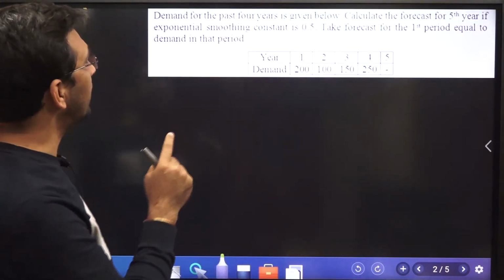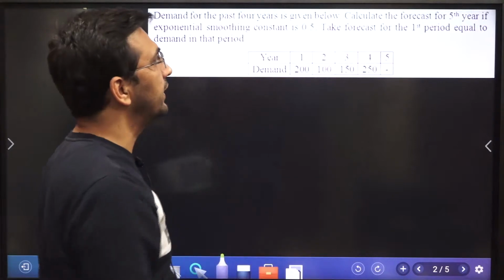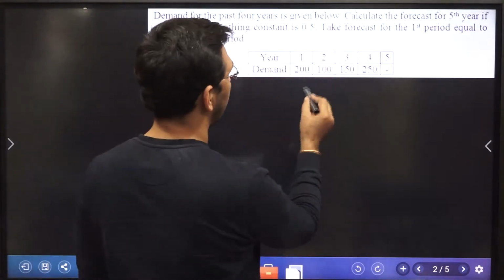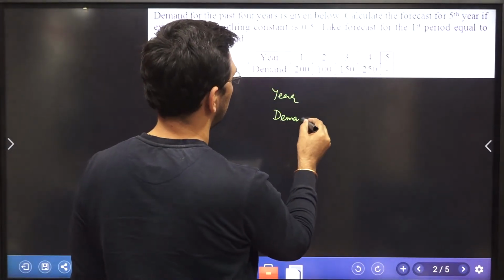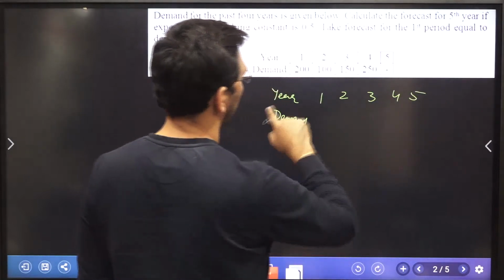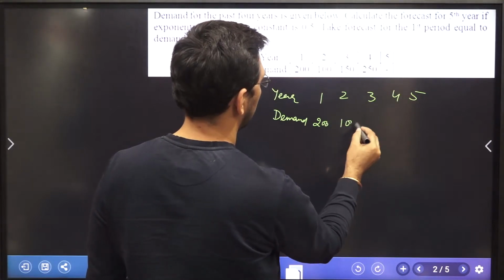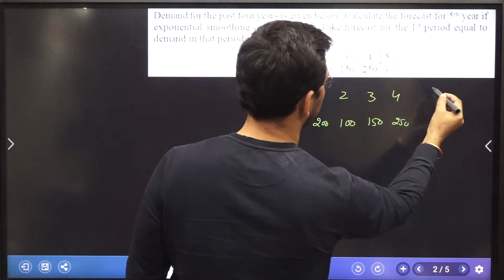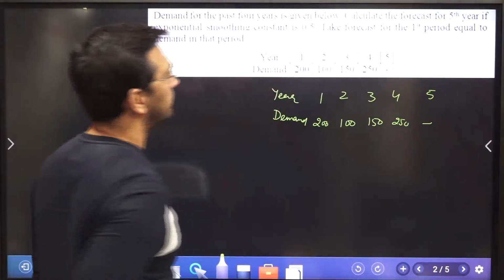Basically he's saying demand for the past 4 years is given below. Here the data is given for 4 years. Calculate the forecast for the 5th year. So you are having this one. I will erase it. I am writing year and demand. So 1, 2, 3, 4, 5. This is how you have been given, and he has given you the demand 100, 150, 250, and he's asking you to calculate the demand for this particular 5th period.